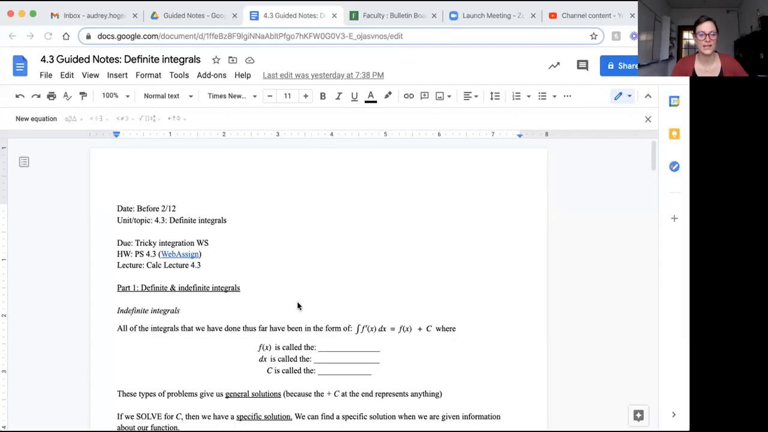So we are back to our chapter 4 integration land of antiderivatives. And so with that being said, we are going to jump into 4.3, which talks about something called definite integrals.